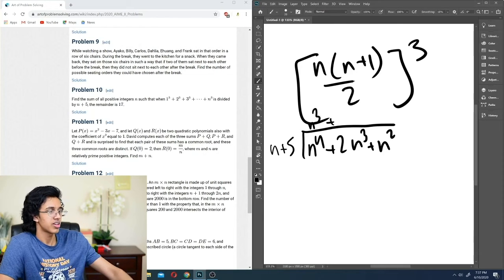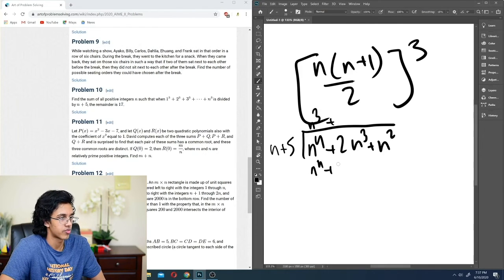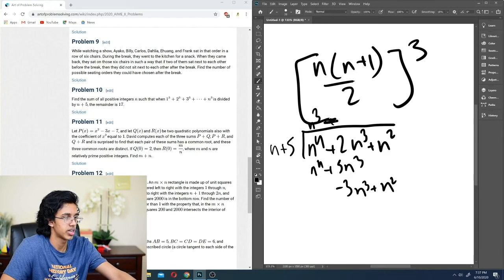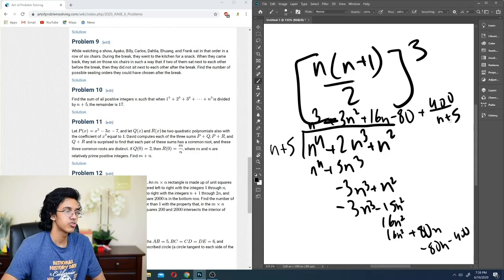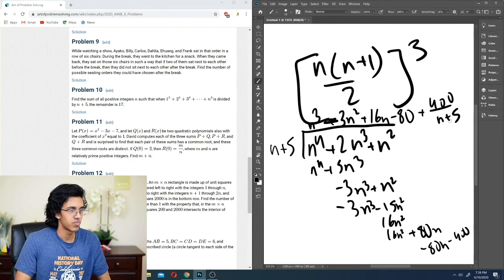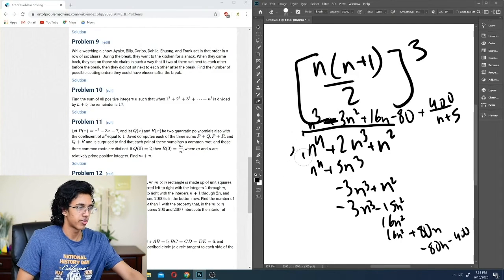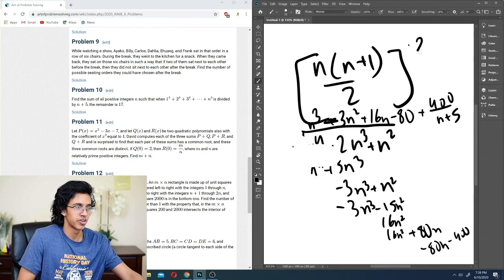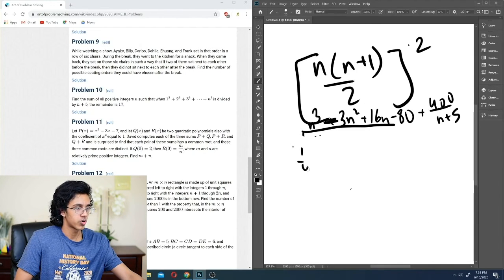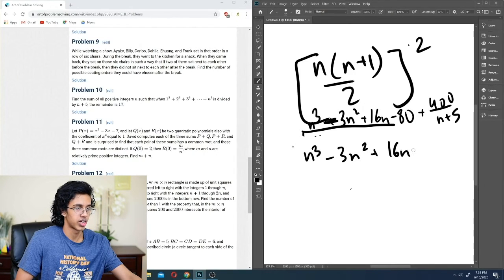Okay, n cubed, so this becomes n to the 4th plus 5n cubed, this becomes negative 3n cubed plus n squared, then this becomes minus 3n squared, and I could do it out. So this is basically what you get after you long divide. And then if we want to put back our divide by 4 in, sorry, there's a square here, we basically get that it's 1/4, or we could say that it's n cubed plus minus 3n squared plus 16n minus 80 over 4 plus 100 over n plus 5.